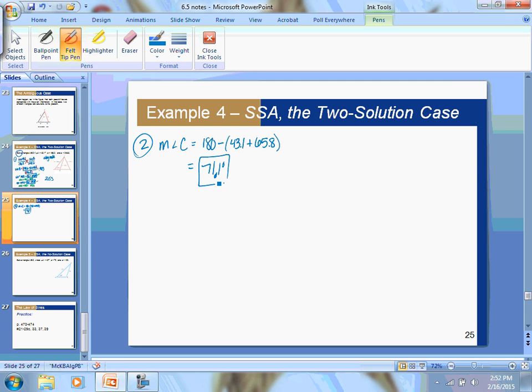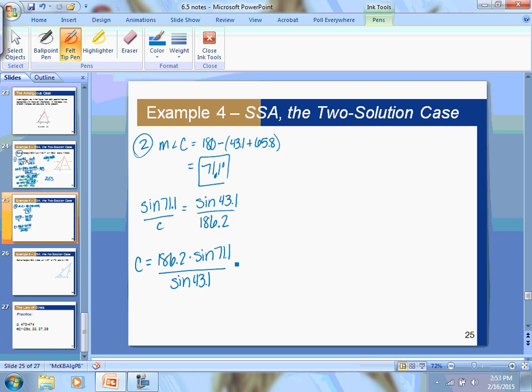Now if angle C is that, now I can find side C. So I can do sine of the 71.1 over C. And then the other information that I was given was the angle A and the side A. So that's what I want to set my proportion equal to here. And again, now we're going back to just good old law of sines using our proportion. And then I'll cross multiply and divide. So 186.2 times the sine of 71.1 divided by the sine of 43.1.